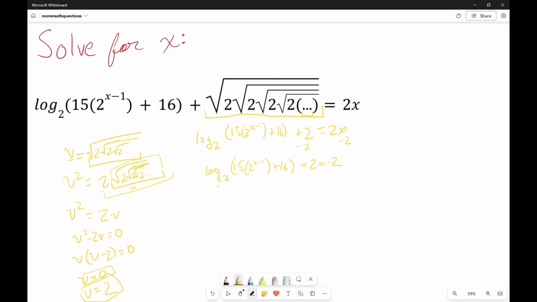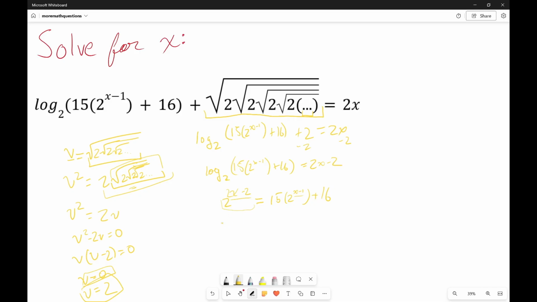Now, in order to get rid of the log, let's just restructure this to say 2 to the power of 2x minus 2 is equal to 15 times 2 to the power of x minus 1 plus 16. Alright, now one thing I noticed is that 2x minus 2 and 2x minus 1 look really similar. And if I can manipulate this side to look more like 2 to the power of x minus 1, we can set a variable for both of those terms and then solve that way.